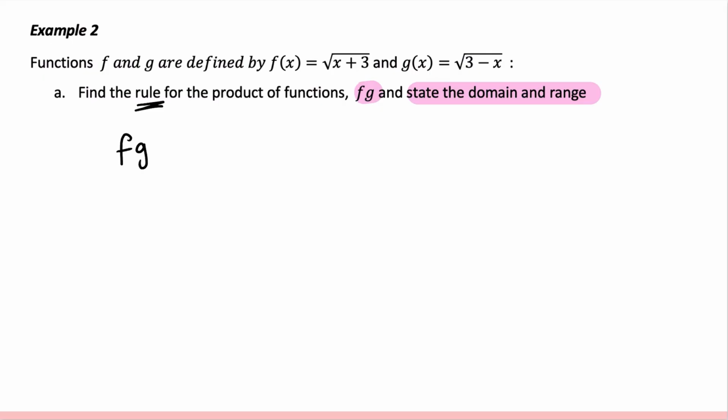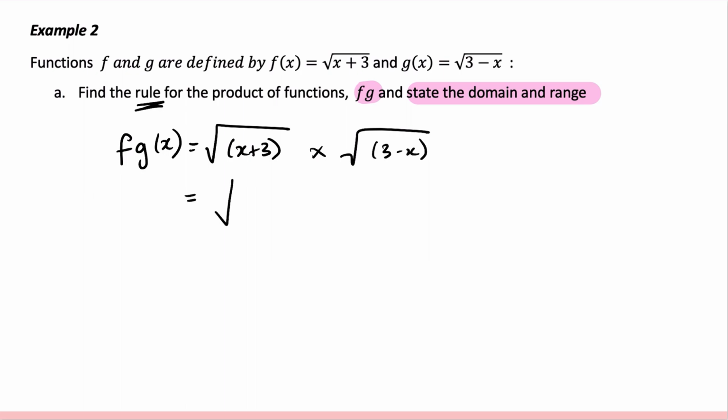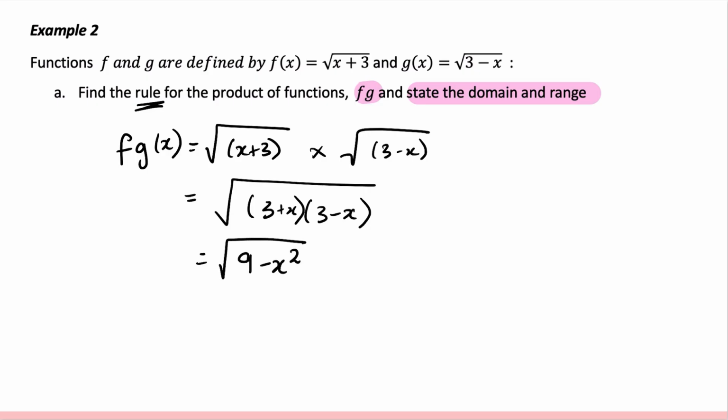So f of x times g of x is equal to, so that'll be root x plus 3 times root 3 minus x. Now, if you remember, when you multiply a surd, you can just multiply the insides like this. You might notice that this is actually the difference of two squares. So if you were to write this instead as 3 minus x, I mean, you can just recognize it, you don't have to change it. So 3 plus x, x plus 3, same thing. You'll notice that this is actually the difference of two squares. So this is 9 minus x squared.